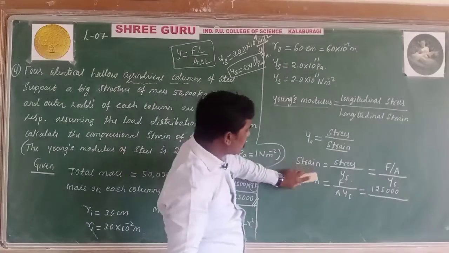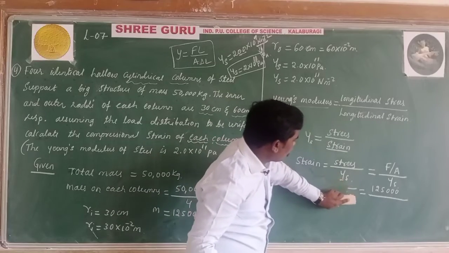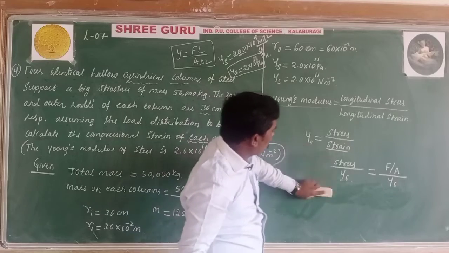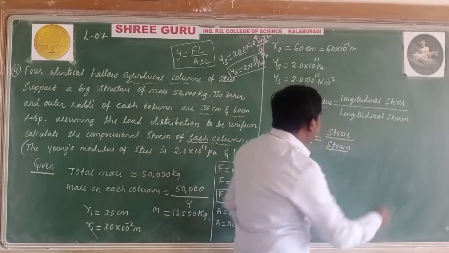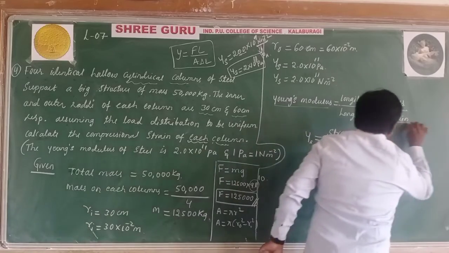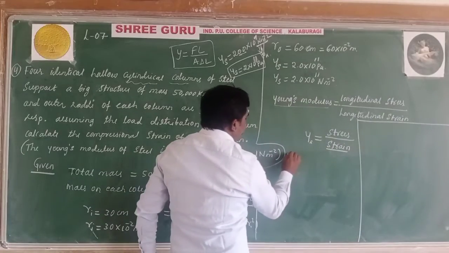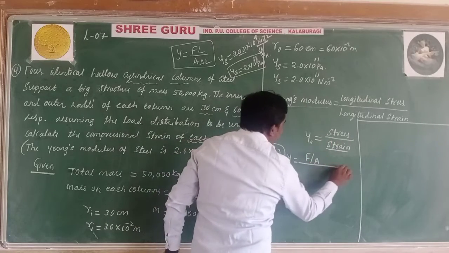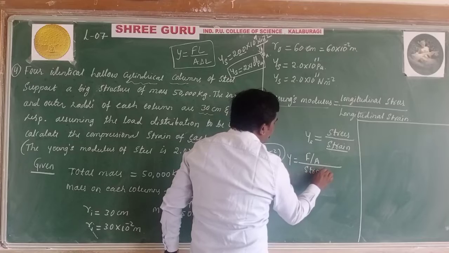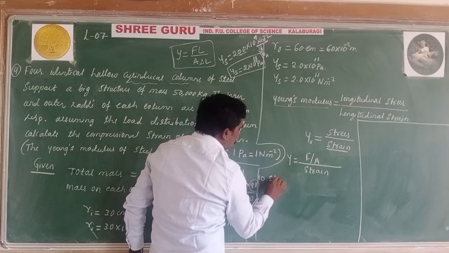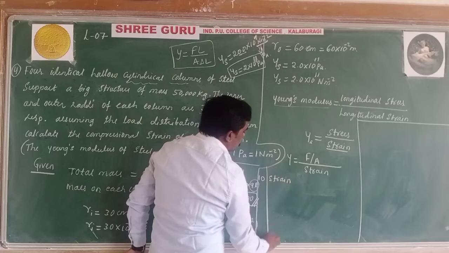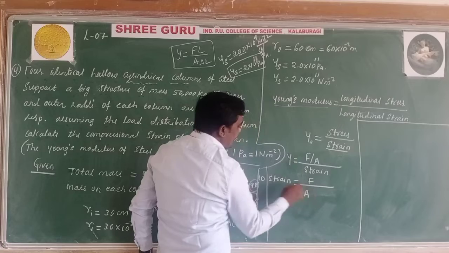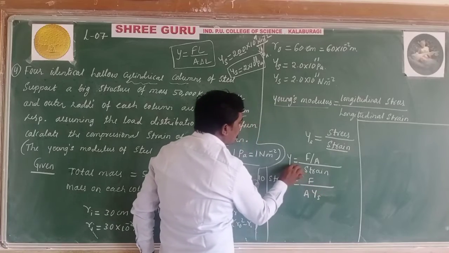Before substituting the values, we can also convert this area. Listen here: Young's modulus is equal to stress by strain, where stress is force acting per unit area. We want the strain, which is equal to force by area, and this Young's modulus will come this side, Young's modulus of steel.